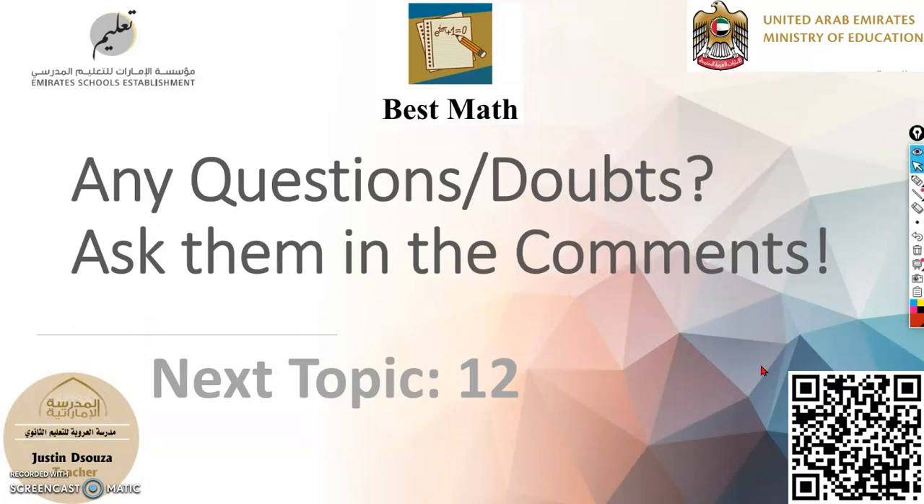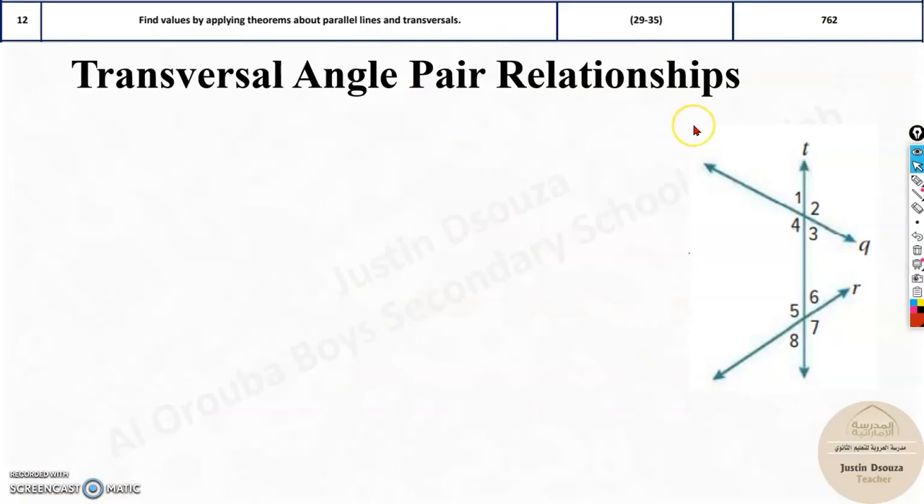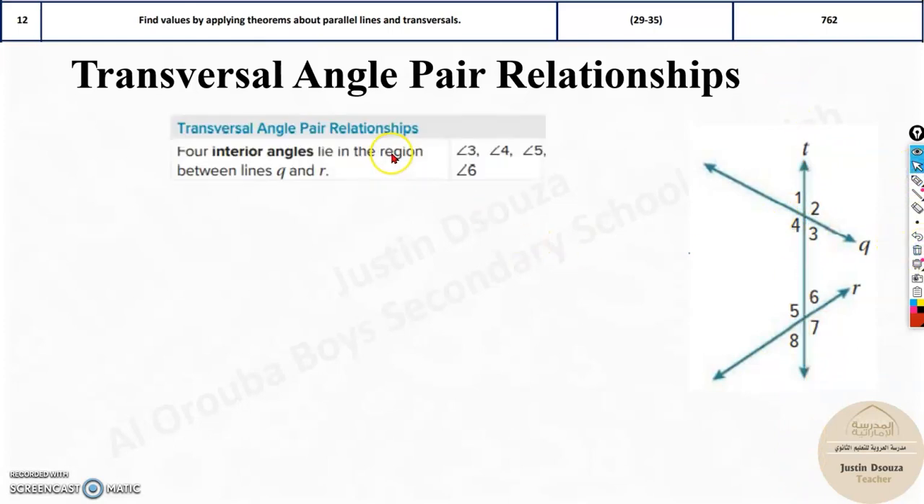Now we are moving to the 12th topic, where we will learn about the transversal angle pair relationships. Here you can see there are two lines, and this line T is a transversal which cuts both the lines. It should be a straight line that cuts. Now, what happens is there are a few angle relationships formed. Imagine these are the two lines.